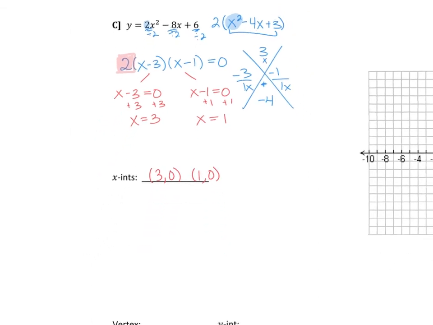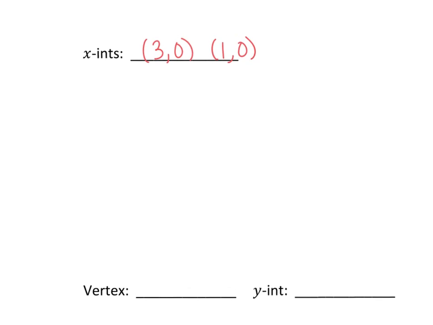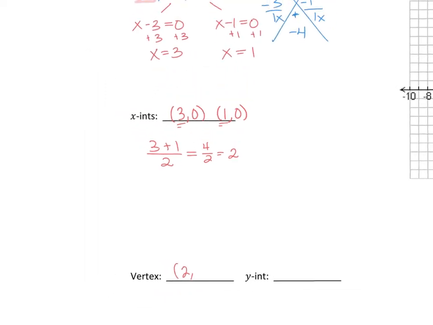All right, we got our x-intercepts, and so now what we're going to do is find the vertex. So remember, to find the vertex, we take our 2 x-intercepts, 3, add it to 1, and divide by 2. 3 plus 1 is 4. 4 divided by 2 is 2, again, just like the last one. So our vertex is at 2. And now we need to go back and find our y value.